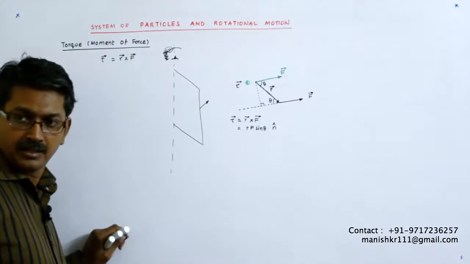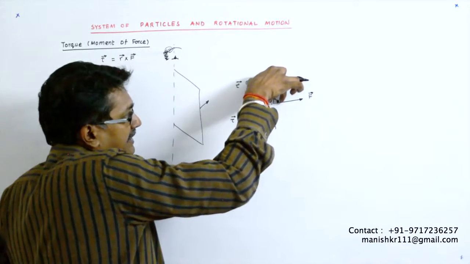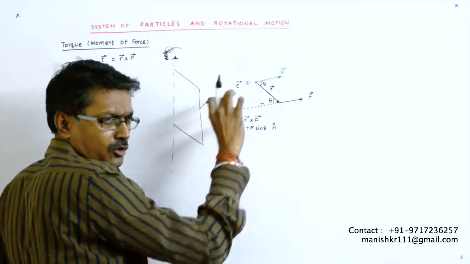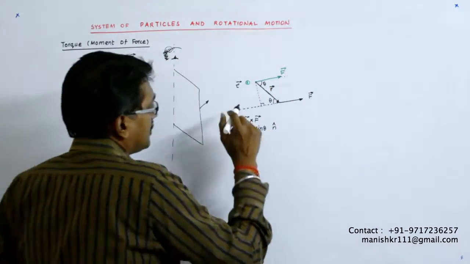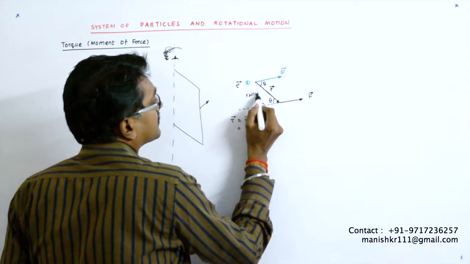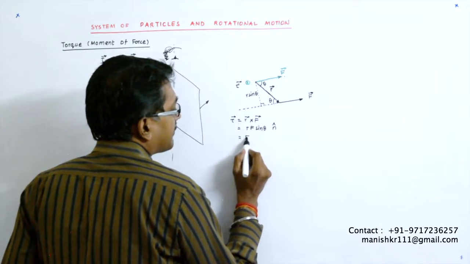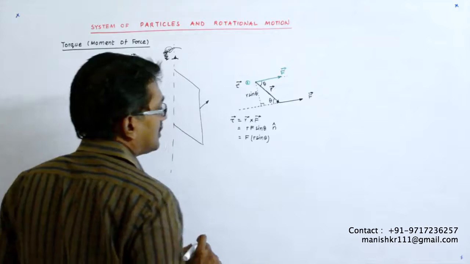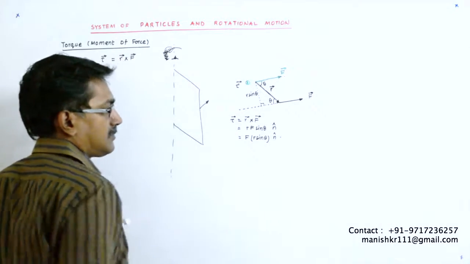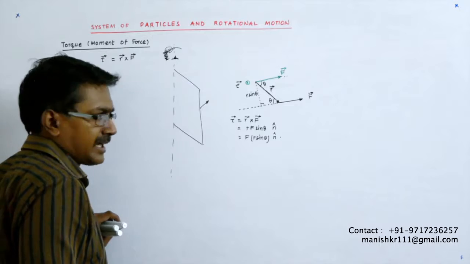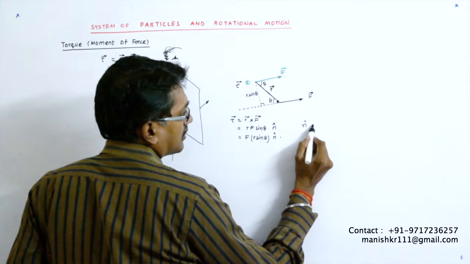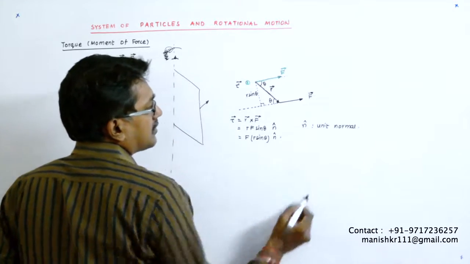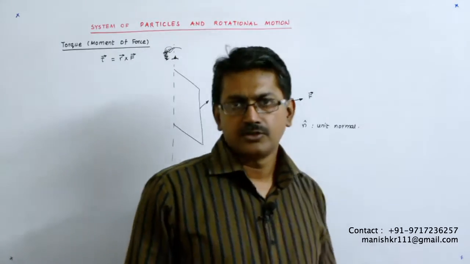Now if this is 90 degrees, then if this is r cos theta, and this is r sin theta. Hope you know that resolving of the vectors. So this is your r sin theta. So I can call it f into r sin theta into n cap. N cap is what? Unit normal vector. N stands for normal, cap stands for unit.